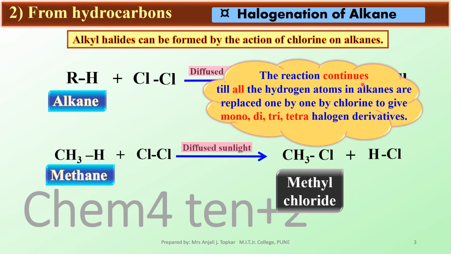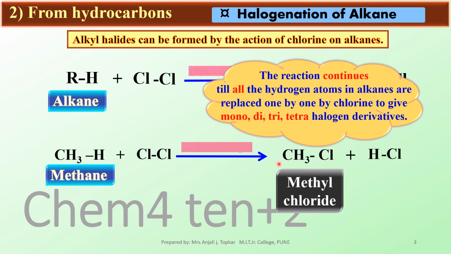The reaction continues till all the hydrogen atoms in alkanes are replaced one by one by chlorine to give mono, di, tri, tetrahalogen derivatives. That means here we have seen one hydrogen is removed and replaced by a chlorine atom. Thus monohalogen derivative is obtained.